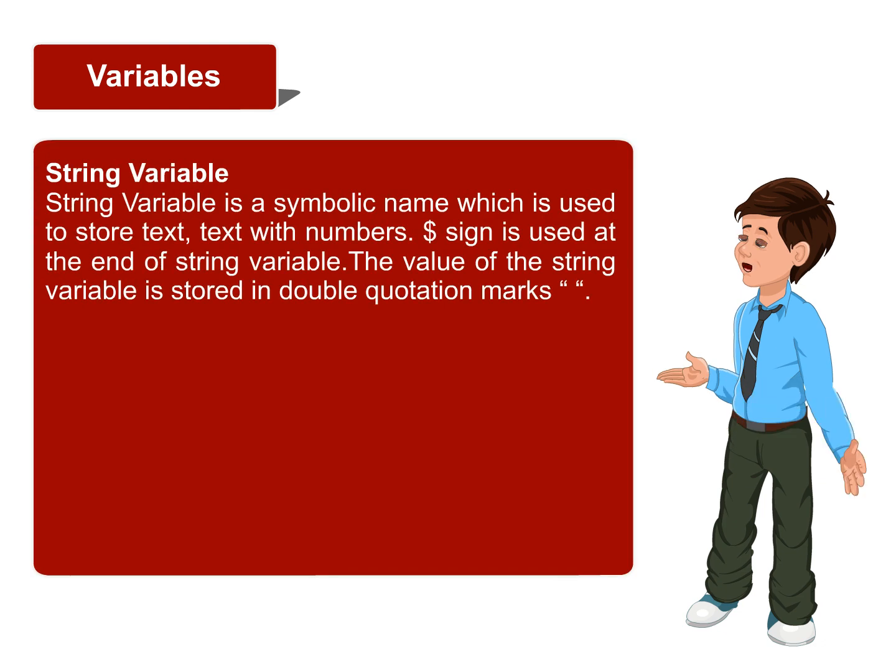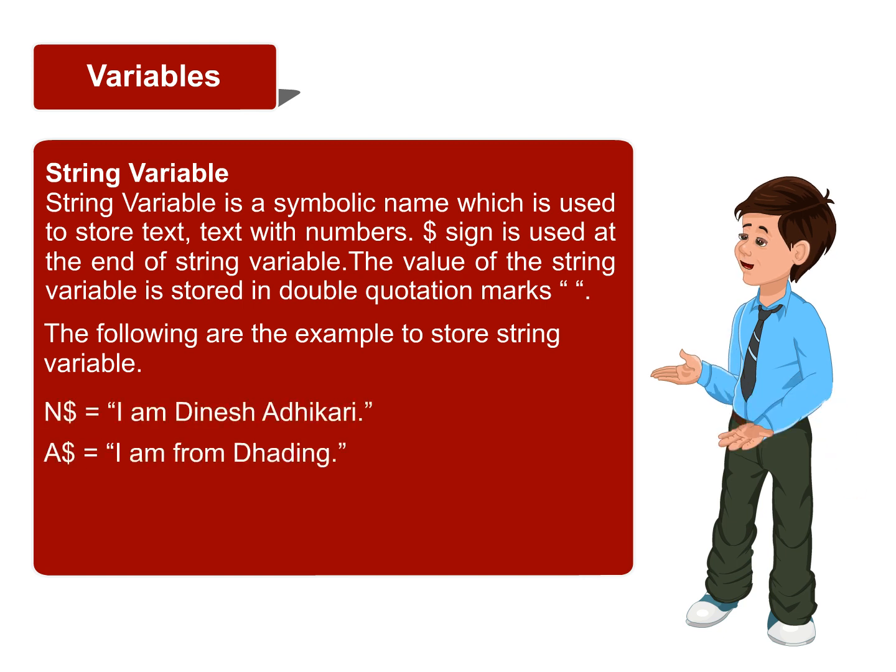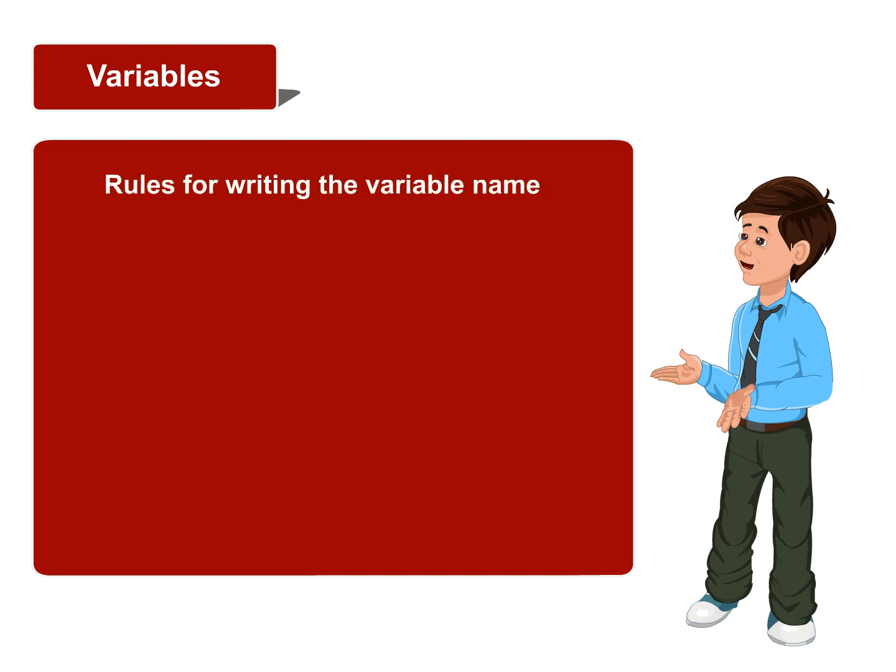String variable. String variable is a symbolic name which is used to store text with numbers. $ sign is used at the end of string variable. The value of the string variable is stored in double quotation marks. The following are the examples to store string variable. Rules for writing the variable name.